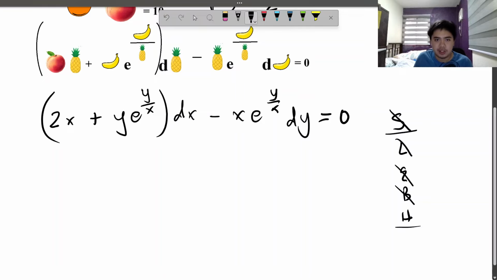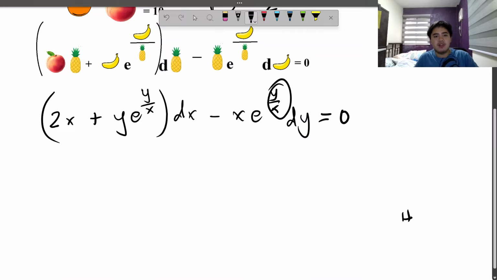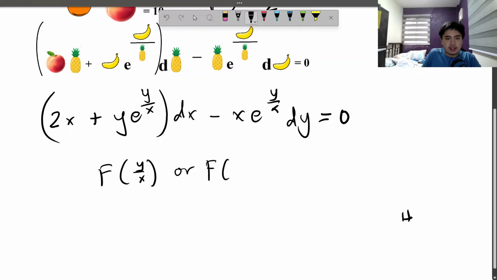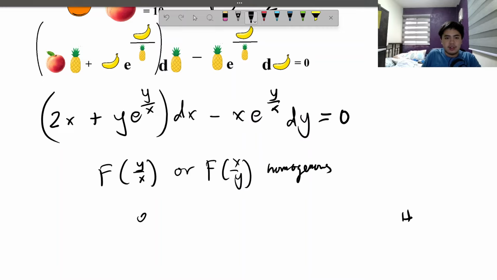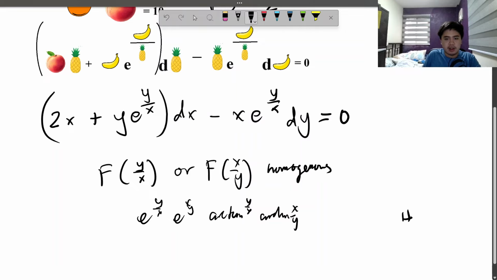And we're now stuck with homogeneous. This is actually the hardest one. But you can actually skip identifying the entire thing and just go straight to homogeneous because of one simple identifier. This y over x over here, which is a function of e to the something. When something is a function of y over x or x over y, you already know this is homogeneous. So e to the y over x or e to the x over y or arctan y over x or arctan x over y, whatever. All those immediately constitute a homogeneous equation.